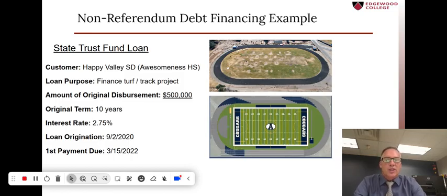Well, it's such a great community that this $2 million project, they found donations of $1.5 million, but they need to borrow $500,000 to complete the project, engage all of the individuals, companies, contractors to get this project taken care of. So they went to the state trust fund. They asked the folks at the state trust fund to borrow $500,000, and they were approved for $500,000. The term of this loan is for 10 years. They were able to secure a very wonderful low interest rate of 2.75%, compounding annually. The loan origination date is September 2nd of 2020, and their first payment is going to be due on March 15th of 2022.